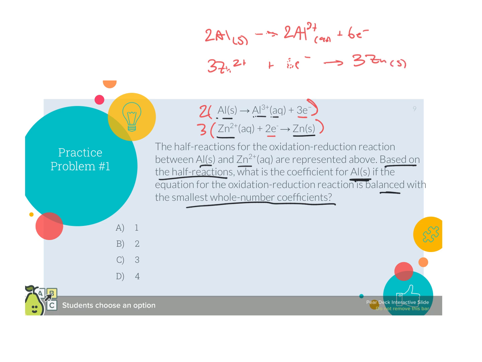And of course, we're asked for the coefficient of aluminum solid. And so if we look here, that coefficient is 2. So our answer should be B, 2. If you were to combine these and give me the entire redox reaction for aluminum reacting with zinc, it would be 2 Al solid plus 3 Zn 2+ react together to form 2 aluminum 3+ ions plus 3 zinc metal.